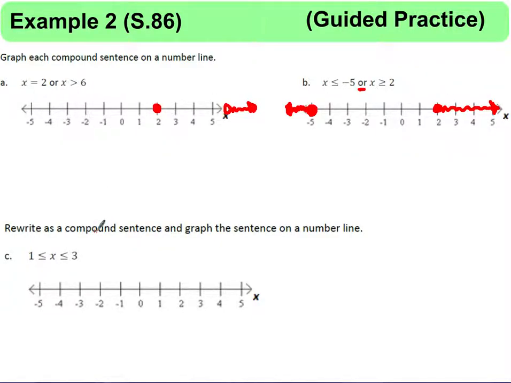In part C, rewrite the compound sentence and graph on the number line. And so here we see x is greater than or equal to 1, so we have a closed circle on 1, and x is less than or equal to 3, and so we put a closed circle here. And we're going to shade everything in between. This is typically known as our AND scenario, and will not always have the word AND listed in it. Sometimes you can see it where x is in the middle of two given values or sandwiched in between a pair of inequality signs.